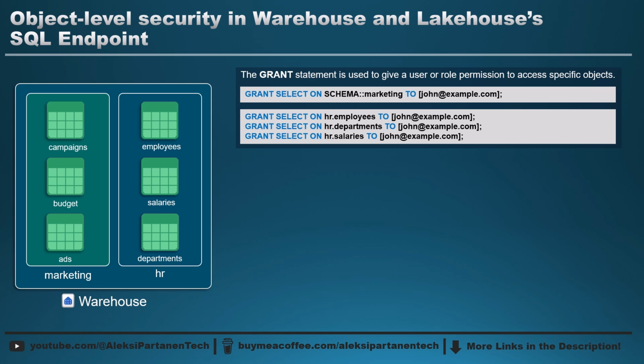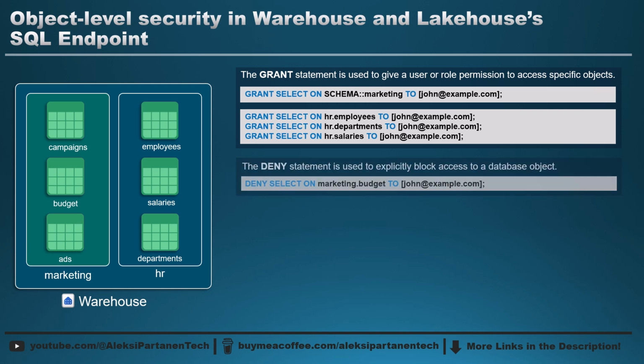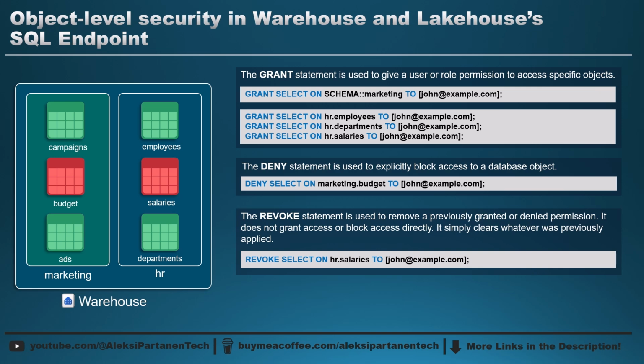If we want to block access to a specific object, we can use a DENY statement. For example, DENY SELECT ON marketing.budget TO john@example.com. Even if John has access to the full marketing schema, this DENY statement will override that and block just the budget table. To remove a grant or deny, we can use the REVOKE statement.